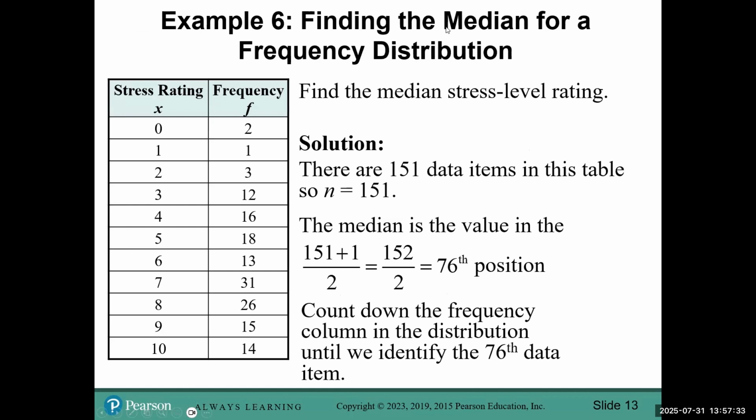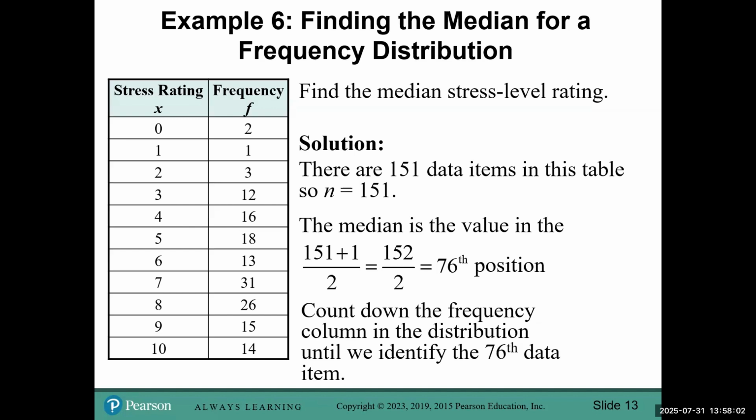Let's look at how we would find the median if we have one of those frequency distributions again. So here's that data with the 151 different stress ratings. So 151 students asked what their stress rating was. We have the ratings from 0 to 10 and the number of students that answered that particular level.